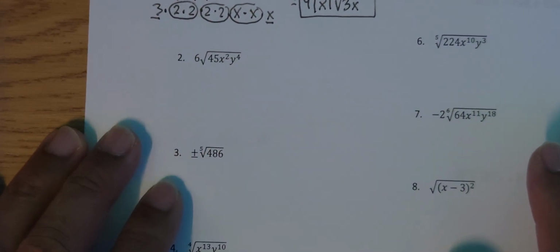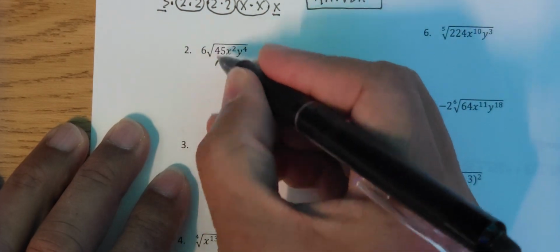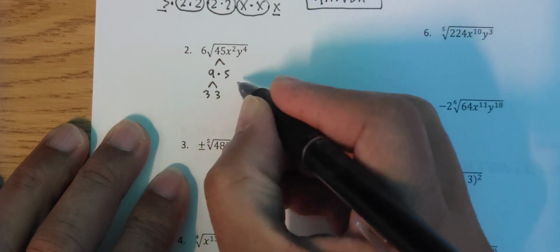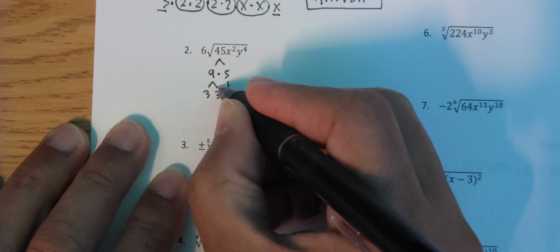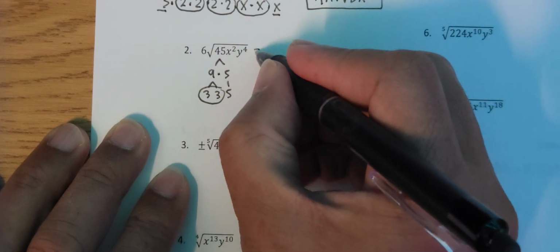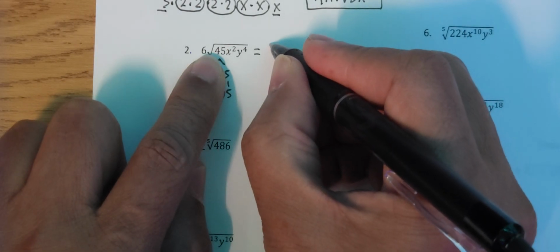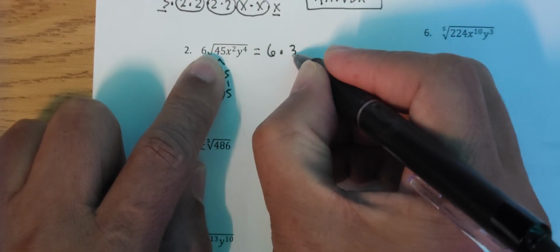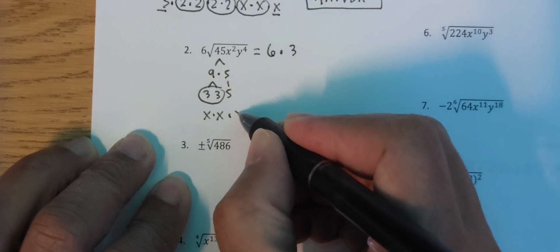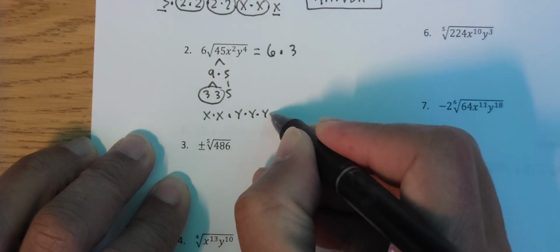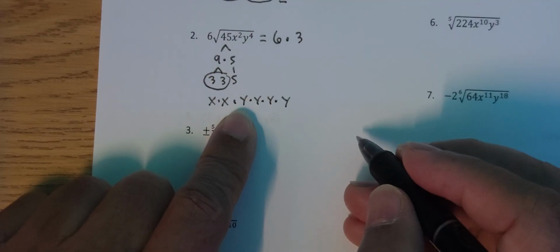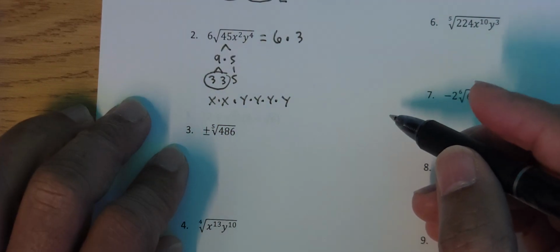Okay, next one. So for this one here, I'm going to do this as 9 times 5, and this is as 3 times 3. 9 is 3 times 3, so then we have 2 3's, and this is the square root, so we need a pair to be able to take one out. So far we have a 6 outside, so 6 times 3, and then we have x times, we have y to the fourth. So I'm going to do this for now. I'm explaining this one here, but then once I go over the others, I'm going to go faster.